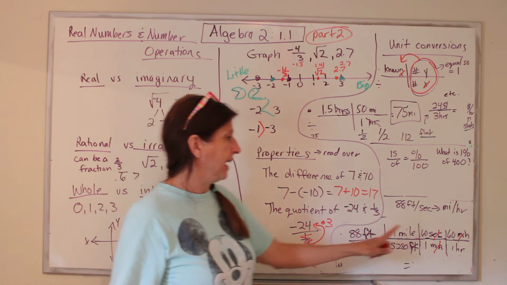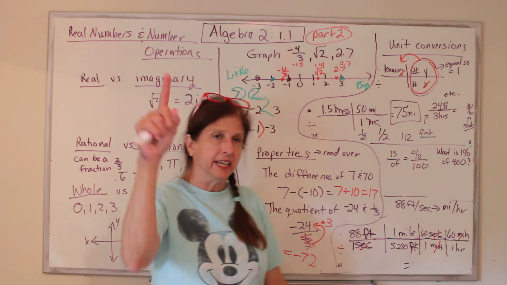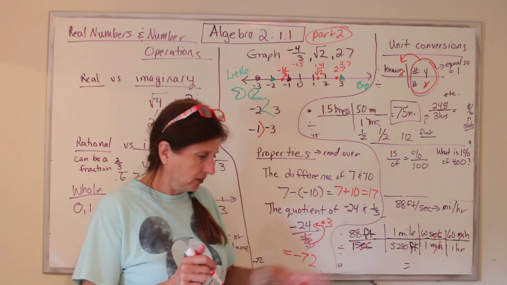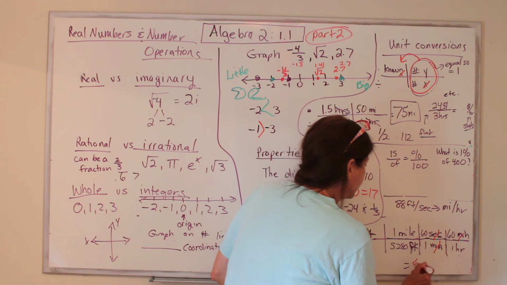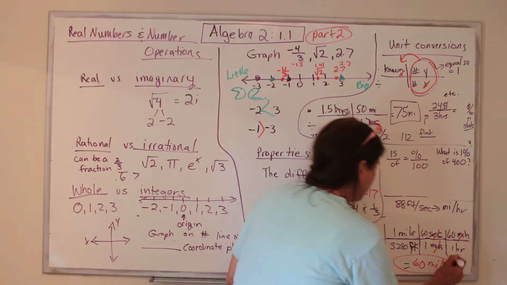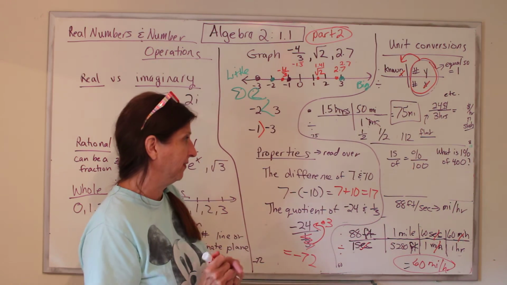dividing. So do 88 times 60 times 60, enter, divided by 5280, enter, and it'll give you your answer, which is 60. So we're going 60 miles an hour. Well, that's a good pace. That's not speeding too much if it's 55.